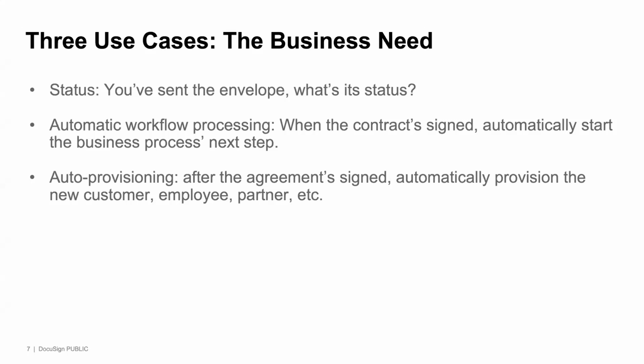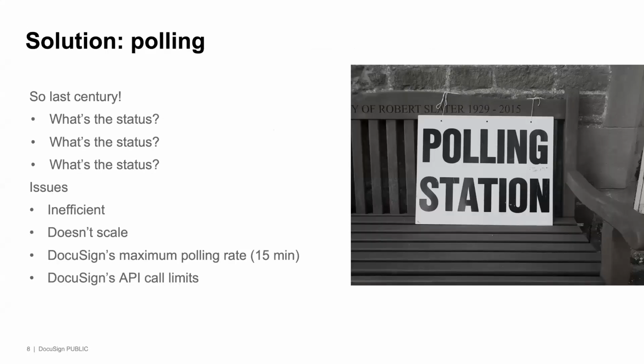But it's terrific for your application to get that notification that the envelope has been signed, or whatever the particular event is that you're looking for. So there are two general ways of finding out status. One is polling, and we really don't encourage that. We do support it though.